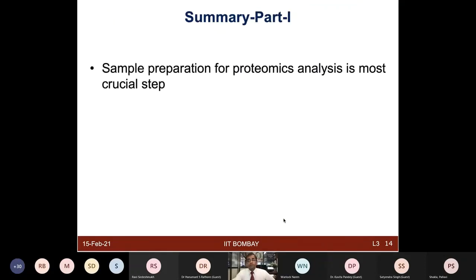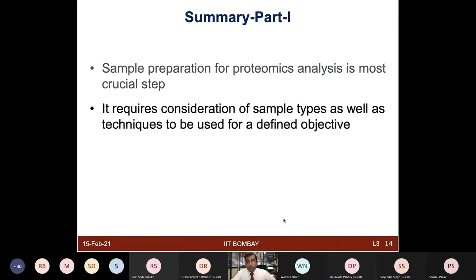Just to summarize the first part of this presentation from the previous lecture and continuing now, the sample prep is of course the most crucial step for doing proteomics. It is not only that you have to know how to process your protein extraction method, but also you have to think about which technology you're going to take forward for which type of question to be addressed. Accordingly, you are going to enrich your sample and fractionate your sample. You're going to remove the contaminants from the sample, keeping that objective in mind.